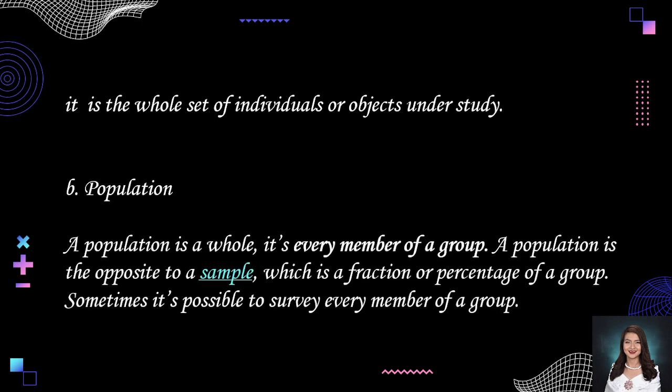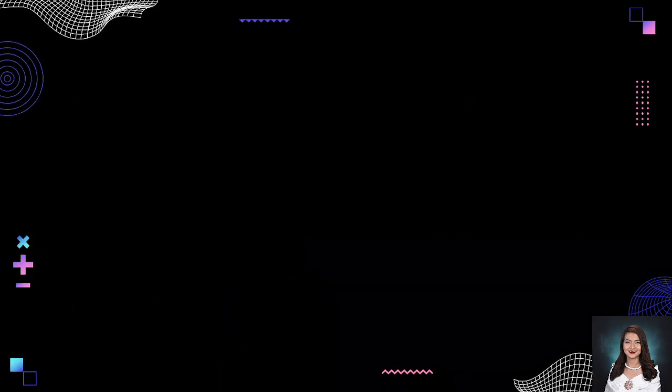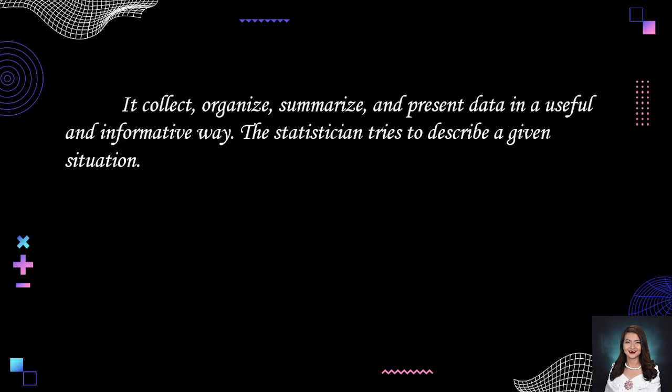A population is a whole, it's every member of a group. A population is the opposite to a sample, which is a fraction or percentage of a group. Sometimes it's possible to survey every member of a group. Next one, it collects, organizes, summarizes, and presents data in a useful and informative way. The statistician tries to describe a given situation. The answer here is descriptive statistics.